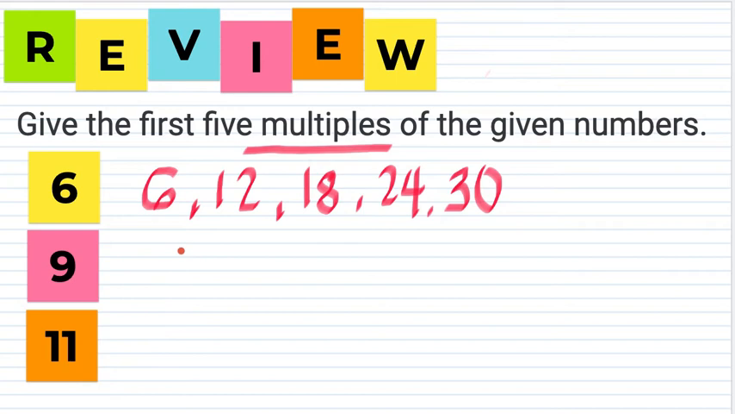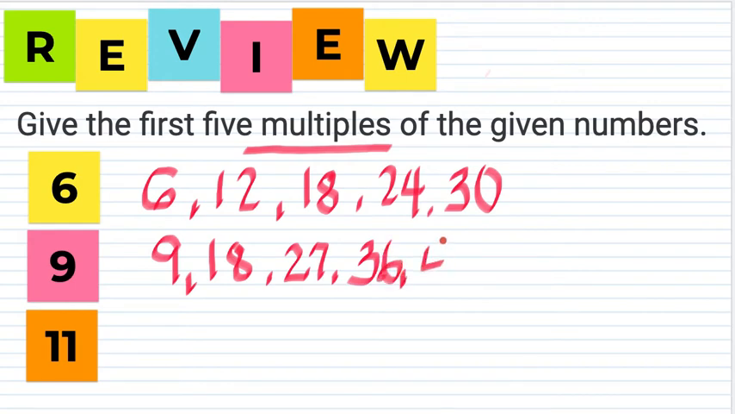Now, what are the first 5 multiples of 9? 9, 18, 27, 36, and 45. If you multiply 9 times 1, it will give you 9. 9 times 2, 18. 9 times 3, 27. 9 times 4, 36. 9 times 5 is 45. So we can say that 9, 18, 27, 36, and 45 are multiples of 9.